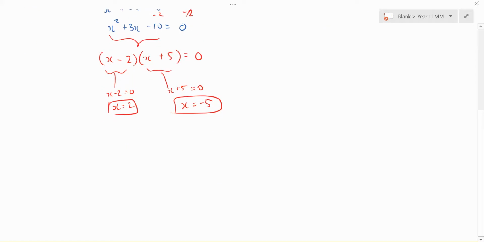But remember, it's a coordinate. I still need to know what the y coordinate is. So all I know is they intersect at 2, but I don't know what y is. They also intersect at negative 5, but I don't know what y is.